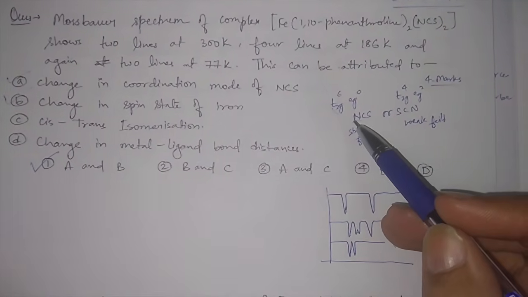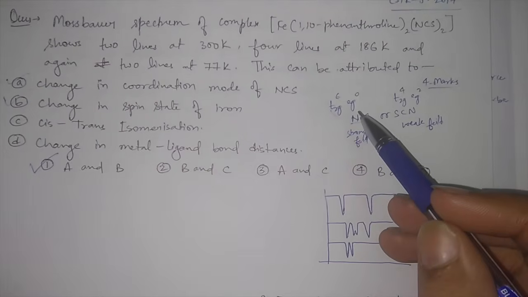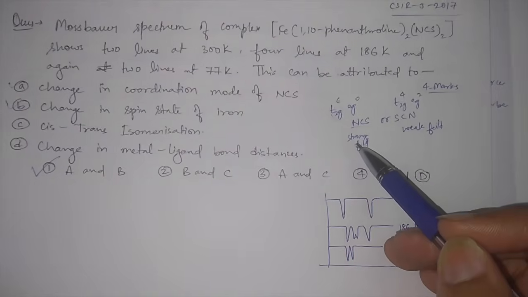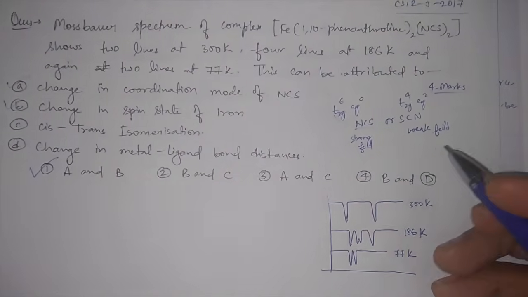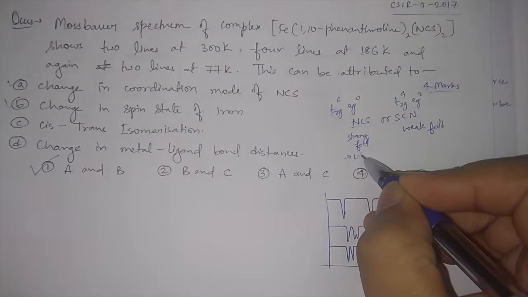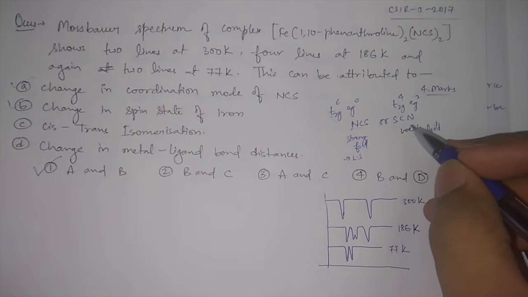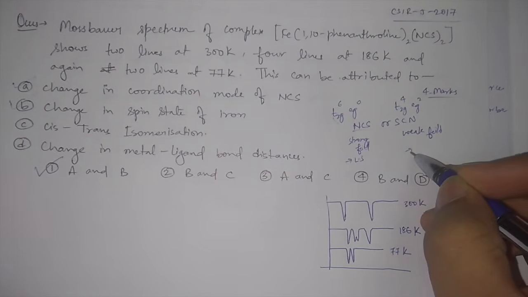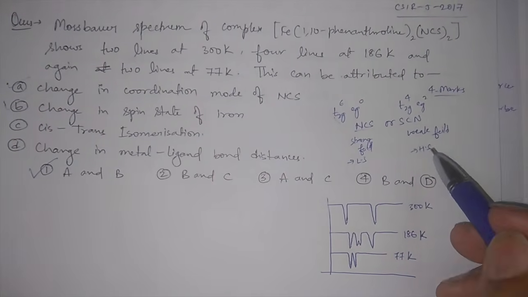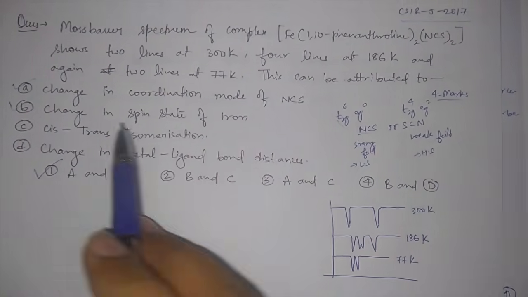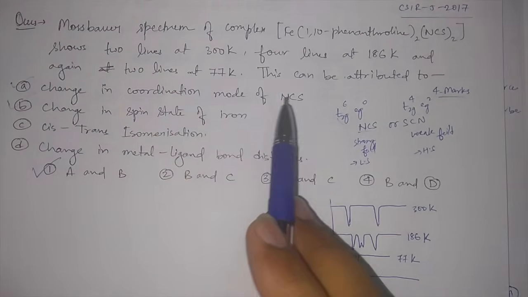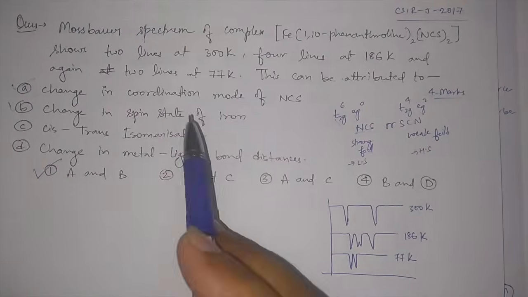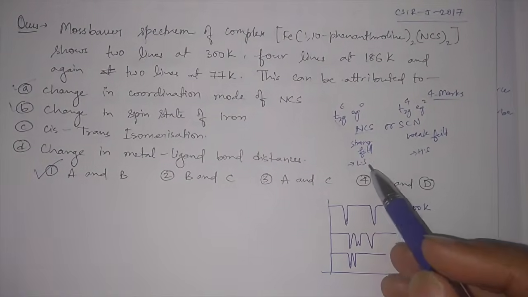It's just because NCS can bind in two ways, either as NCS or as SCN. In case of NCS, it acts as a strong field, and if it is a strong field, a low spin complex will be found. And if it binds as SCN, it will act as a weak field, so a high spin complex will be found. That's what is given: change in coordination mode of NCS. This is the correct option, and since it is changing, the spin state of iron is also changing, low spin to high spin.